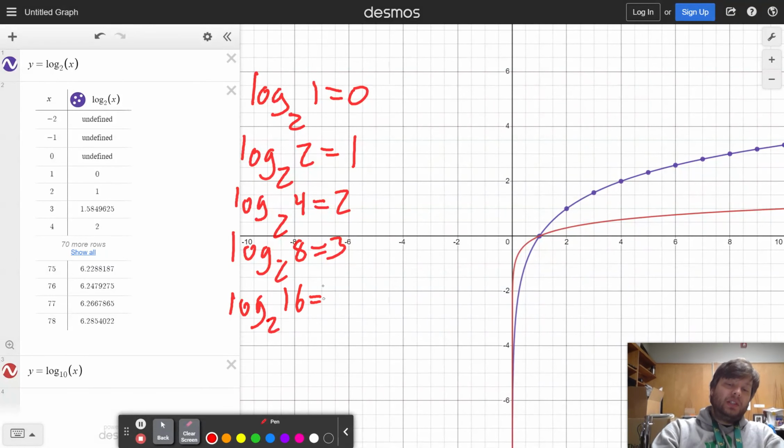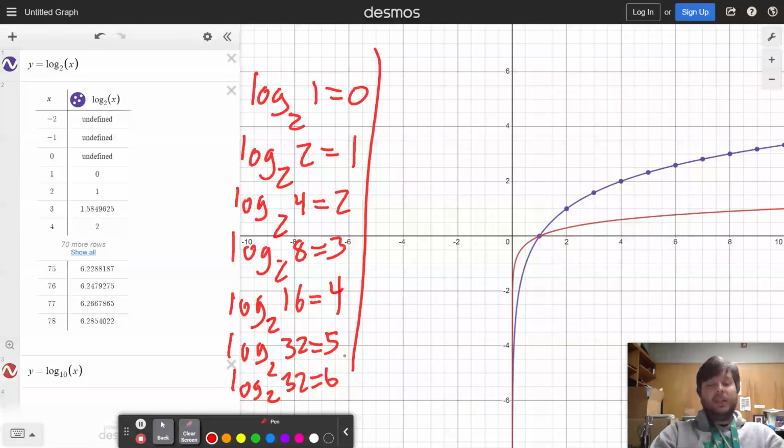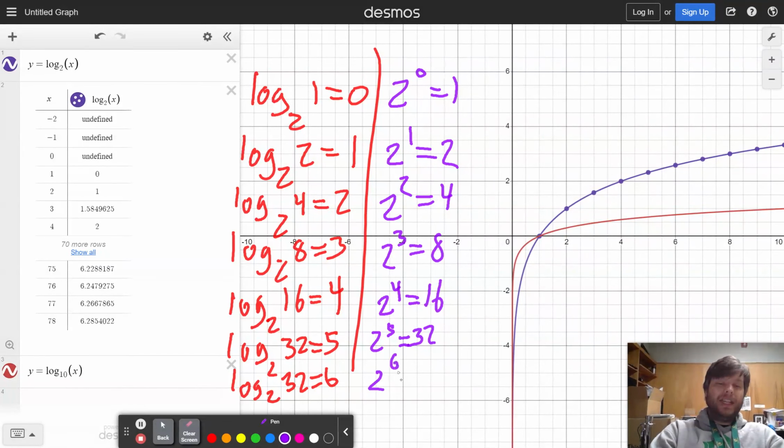What I want you to notice is that every single one of these is an exponential equation that's been rearranged. I could rearrange each of these to be an exponential equation that is also true. 2 to the 0 is 1, 2 to the 1 is 2, 2 to the 2 is 4, etc., etc. What is a logarithm? A logarithm is a rearranged exponential equation. It's the inverse of an exponential equation.